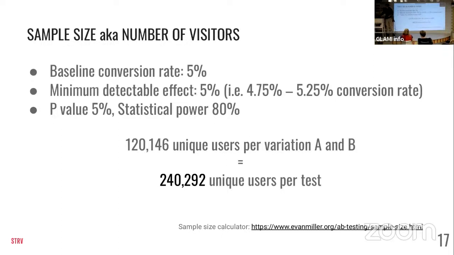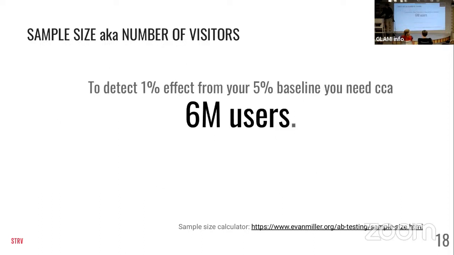And okay, so this was for a 5% minimal detectable effect. But if you would like to detect just a 1% effect, for example, if your business is large and you say, okay, just a 5.05 improvement would be enough for me, then you would need 6 million users. So it's definitely not for a normal, or I would say small, business, unfortunately.